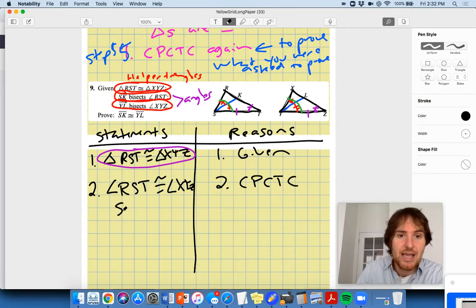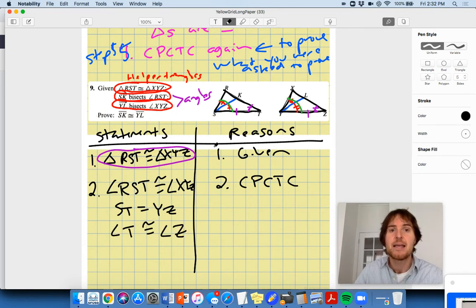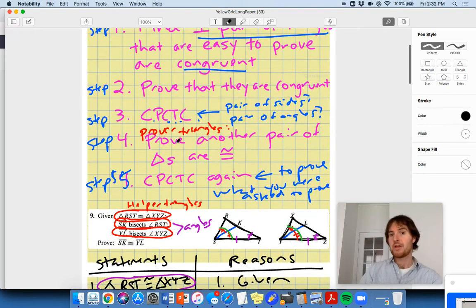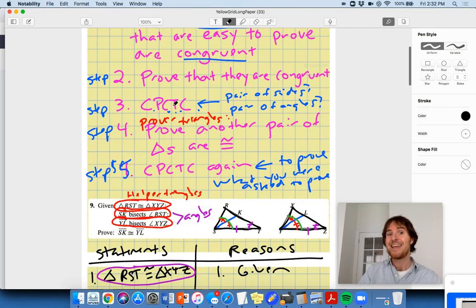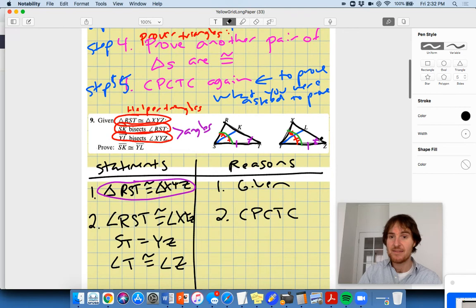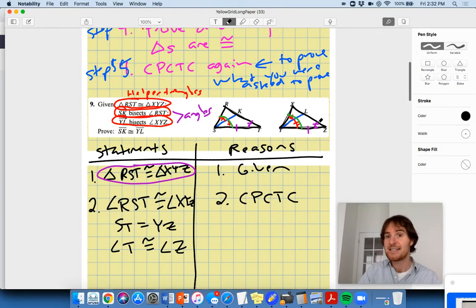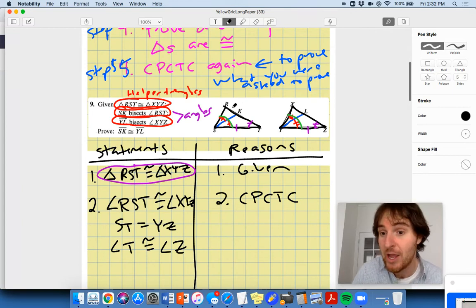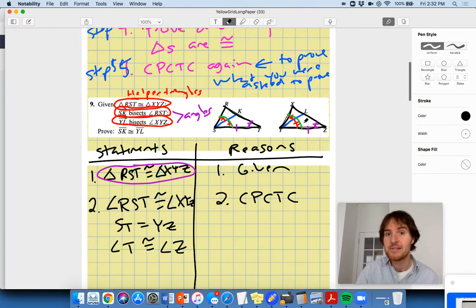I would also say ST equals YZ, and I would also say that angle T is congruent to angle Z, because that's sort of the fourth thing I'm thinking about. I'm proving another pair of triangles congruent. I'm going to say CPCTC because these 2 being congruent, that's going to help me get this lower below the blue, right? This triangle KST congruent to triangle LYZ. That's an angle in the small triangle, but it's also an angle in the big triangles that we know are congruent to one another. So that's congruent to that.